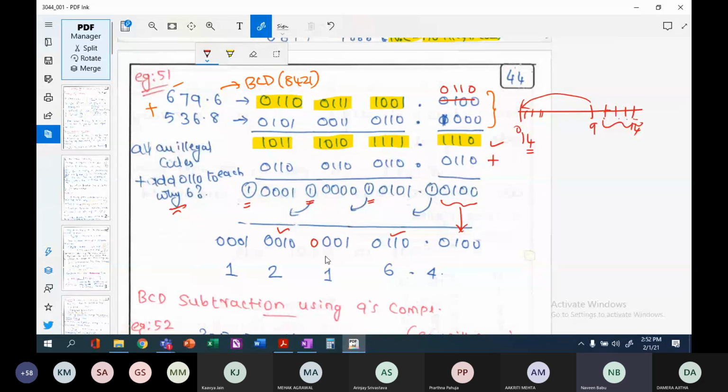So what is the equivalent BCD sum here? It is 1216.4, meaning when you add 679.6 with 536.8, your sum is going to be 1216.4. Any doubt?